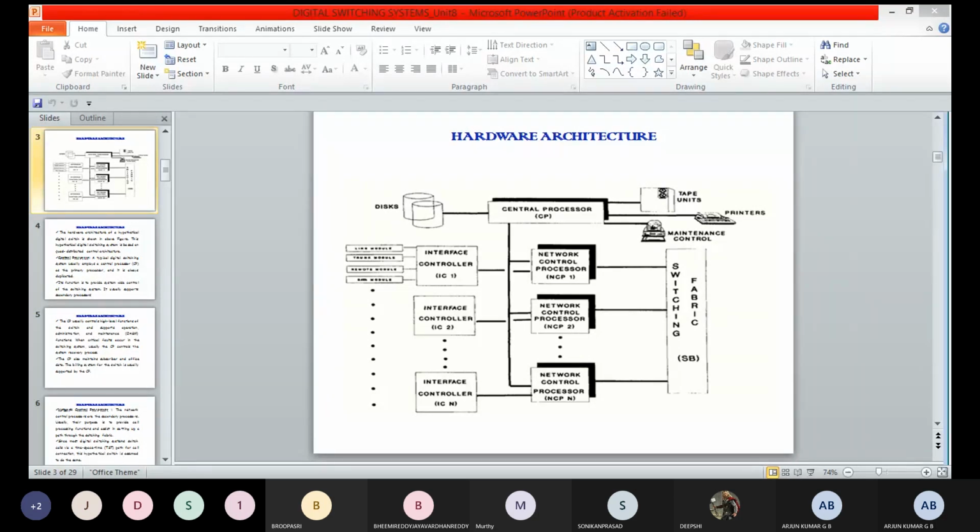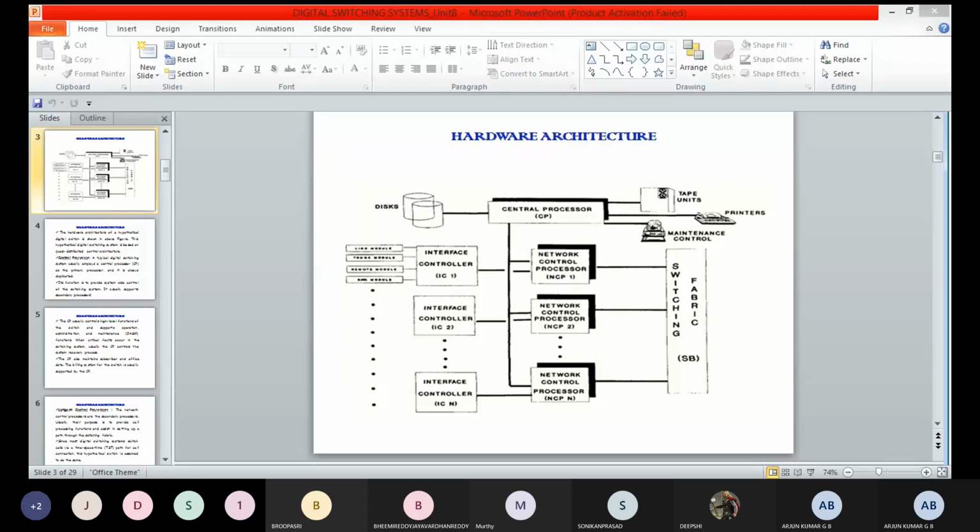To update the call path on a regular basis, that's why the NCP is associated with the interface controllers, to keep track of all calls controlled by these interface controllers and the associated paths assigned for them. NCP also interfaces with other CPs or NCPs to update all the call paths. So the NCP is the second main subsystem of the digital switching system.